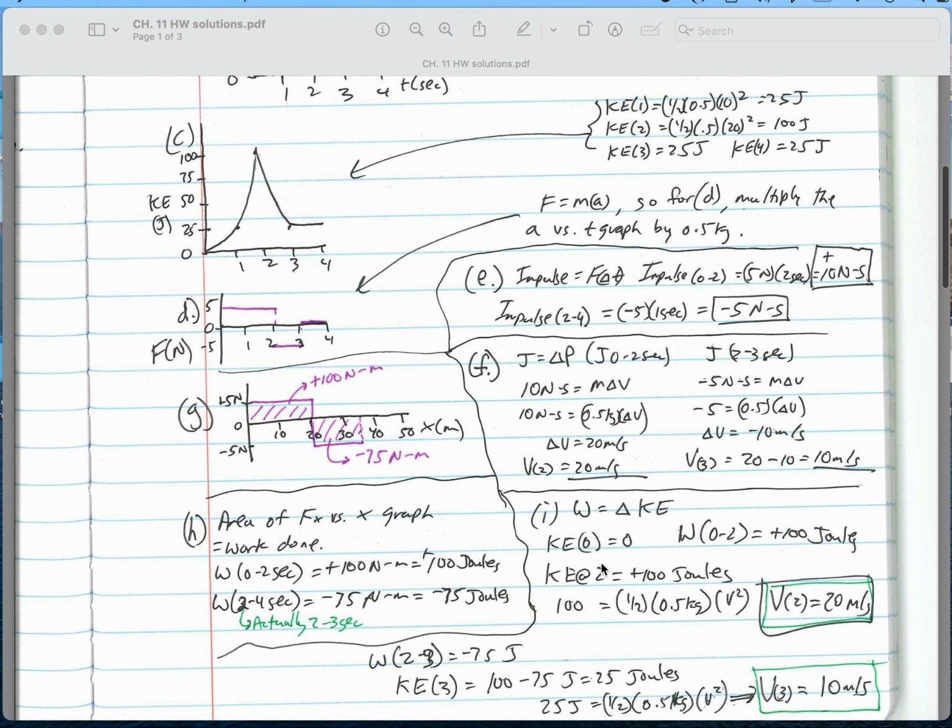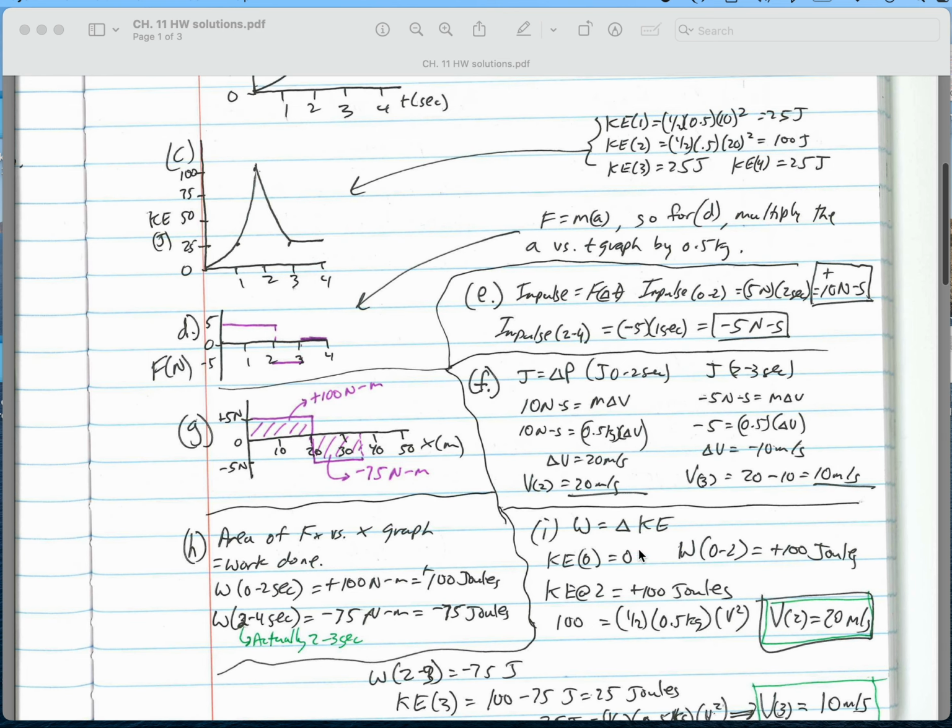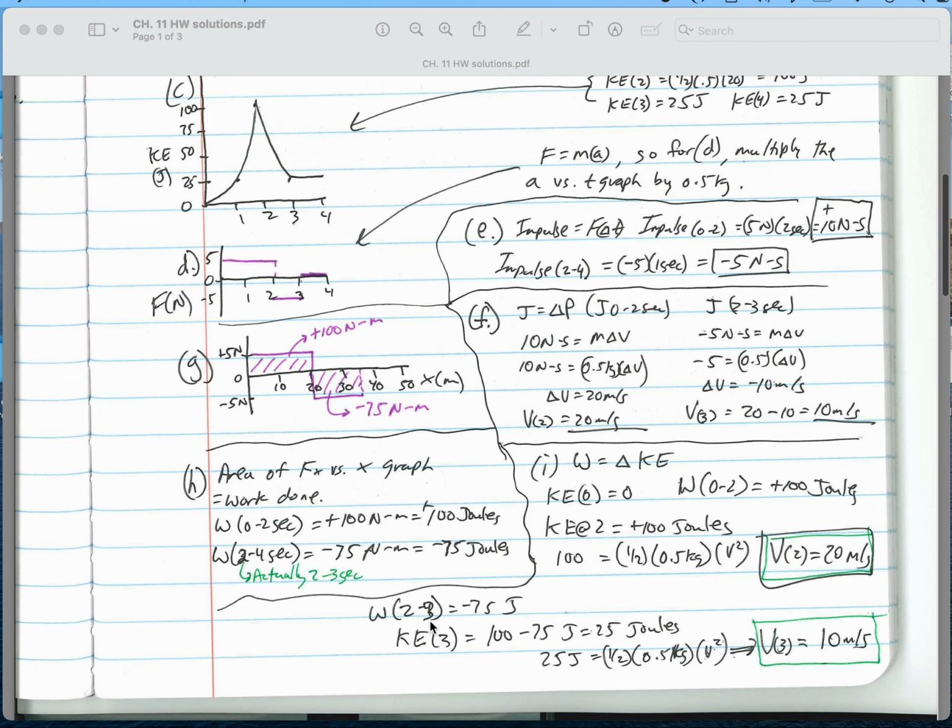So using the work-energy theorem, they said work kinetic energy theorem, I guess, to determine the particle's velocity at 2 seconds and 4 seconds. Well, if we gain 100 joules, that means we would have 100 joules of kinetic energy, 1/2 mv squared, 20 meters per second. From 2 to 3, we lost 75 joules, so we have a net of 25 joules total. 100 after 2 seconds minus 75 from 2 to 3 seconds, so 25 joules equals 1/2 mv squared. That equals 10 meters per second after 3 seconds.